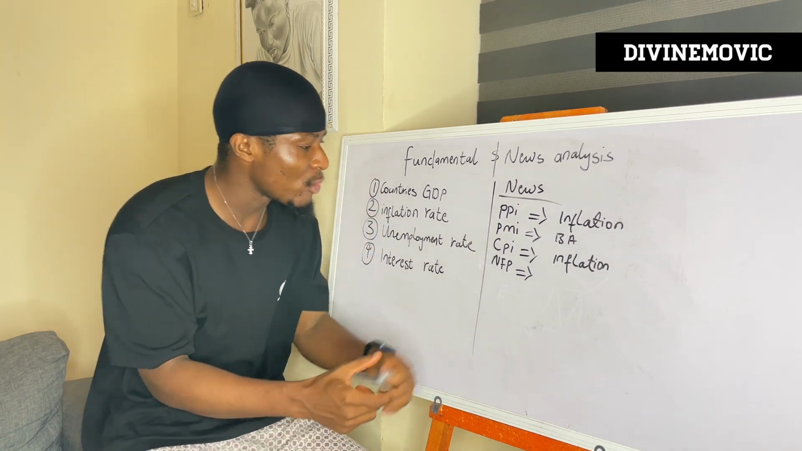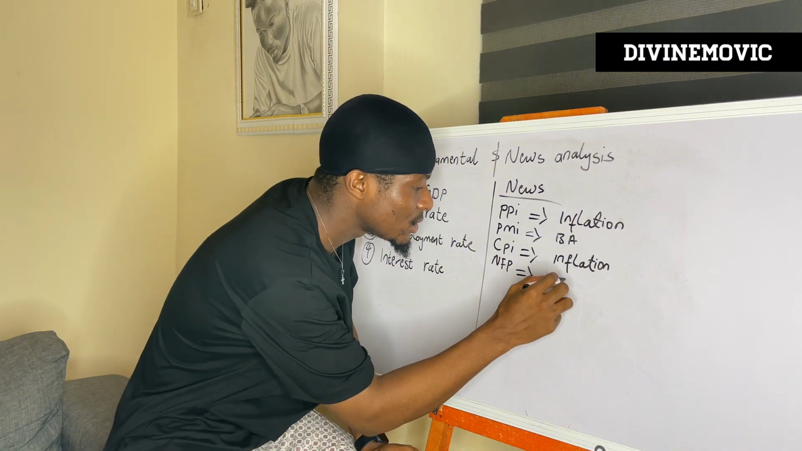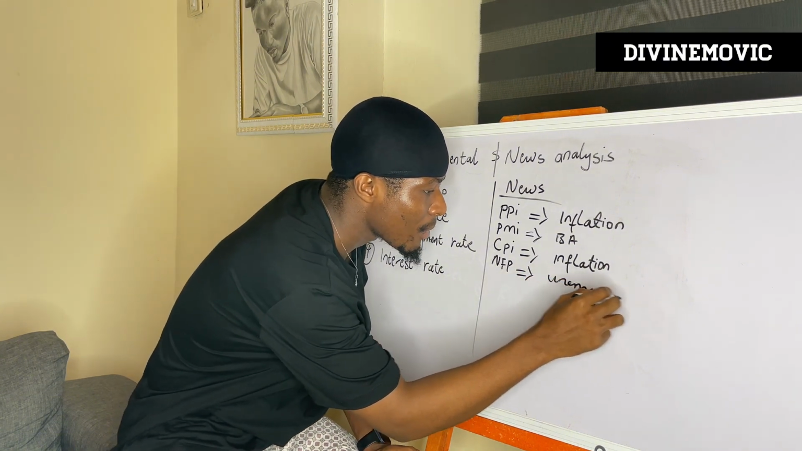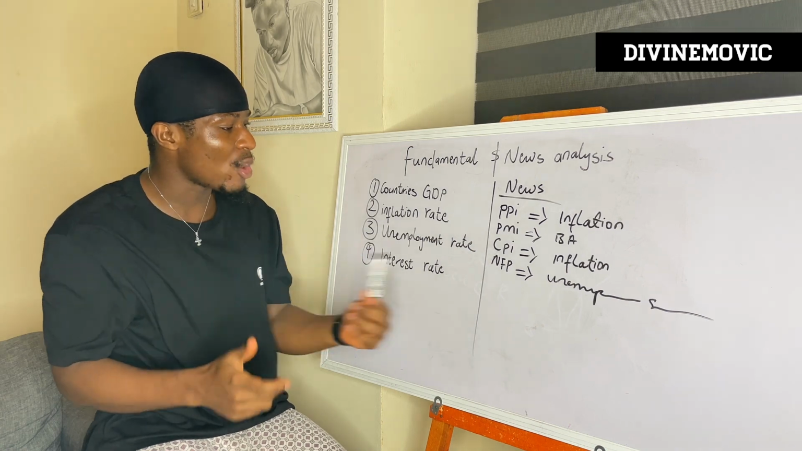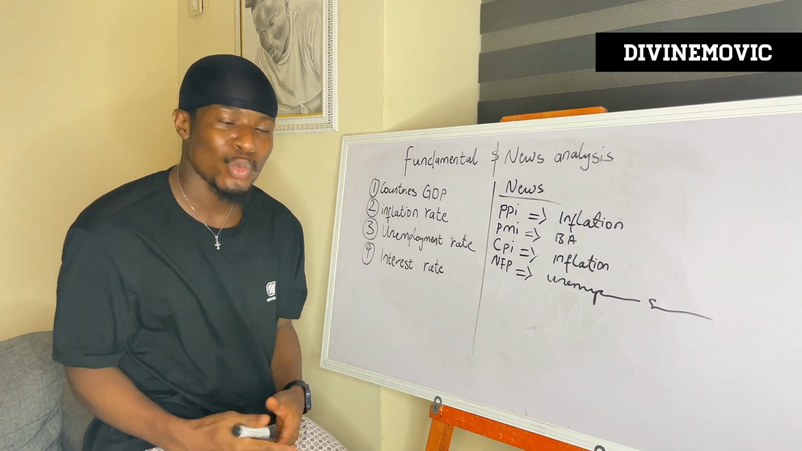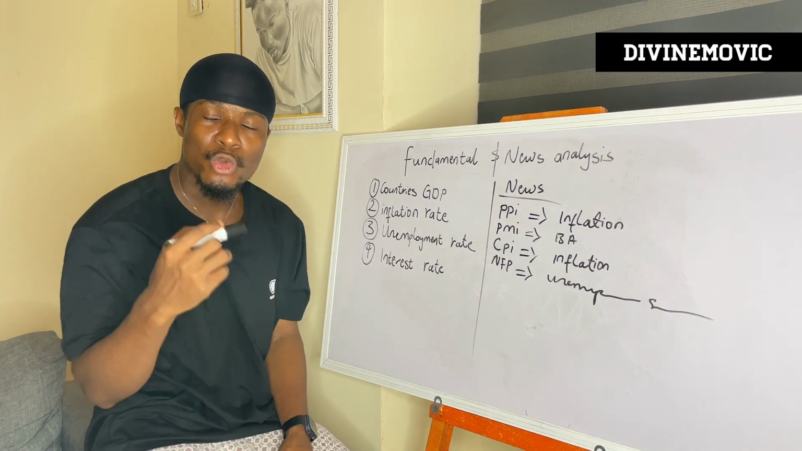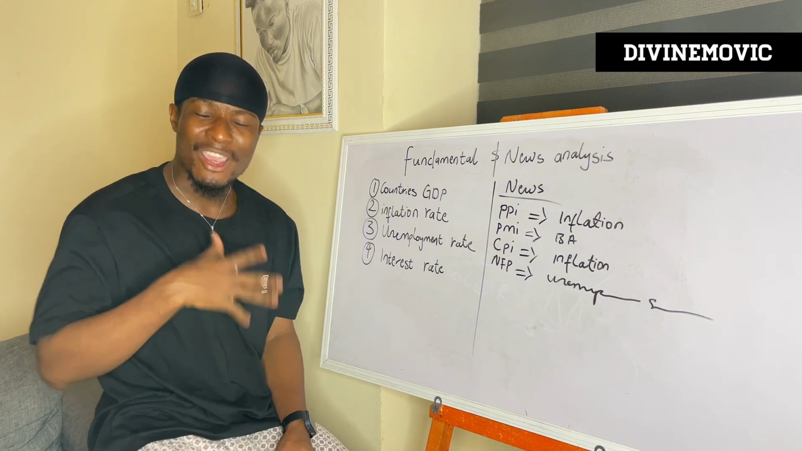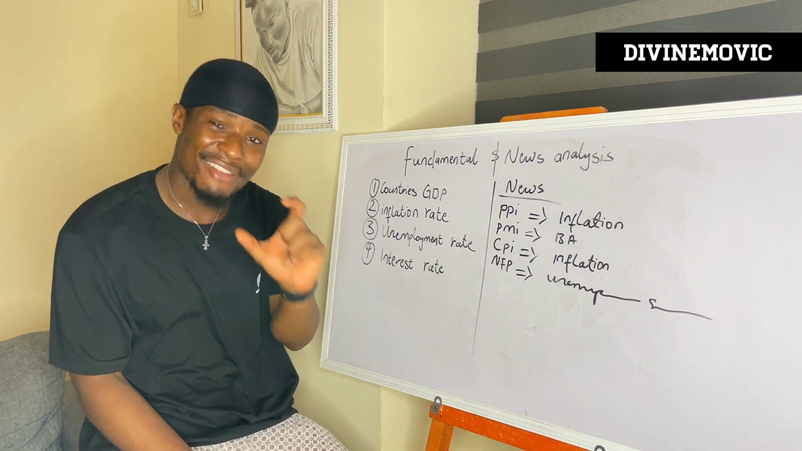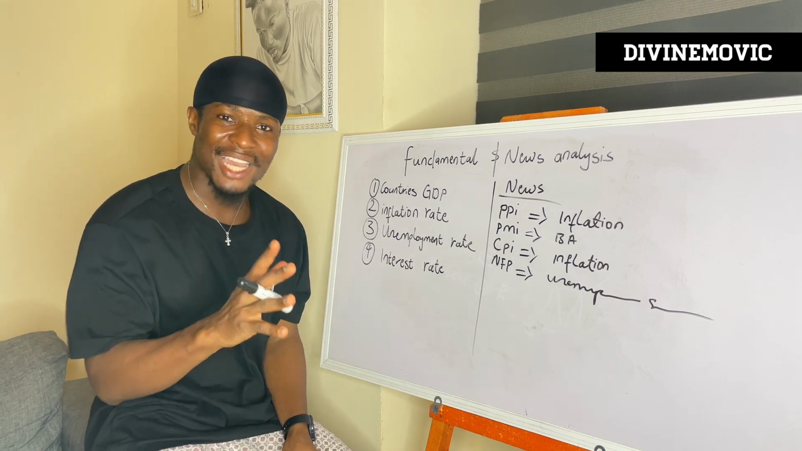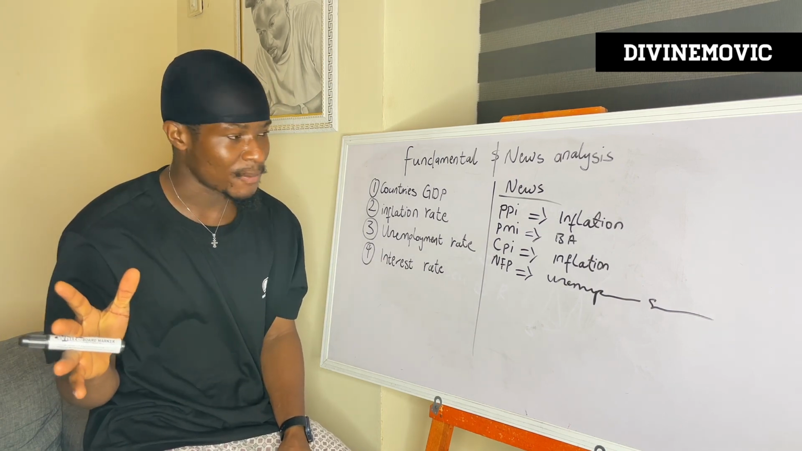So this news reports for unemployment rate and employment rate. These are basically what they call high impact news. That means whenever this news is about to be released, it's likely going to affect a country's economy or a country's currency. And whatever affects the country's economy basically affects the country's currency.